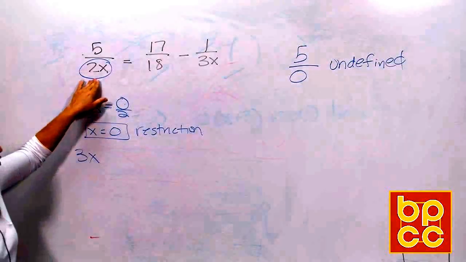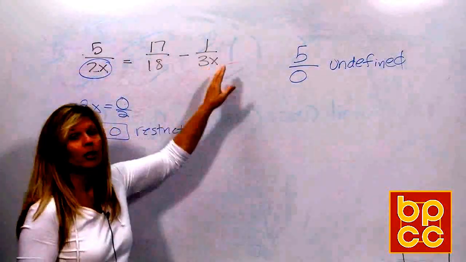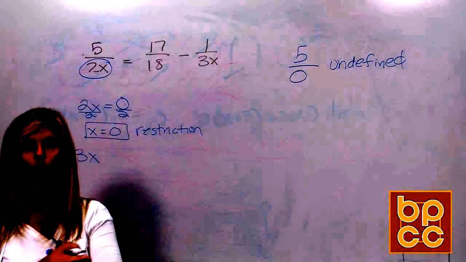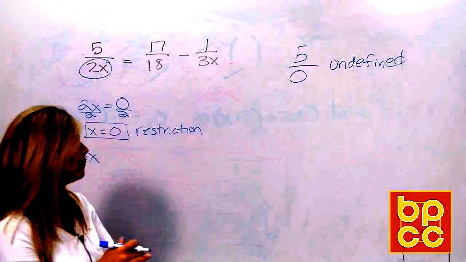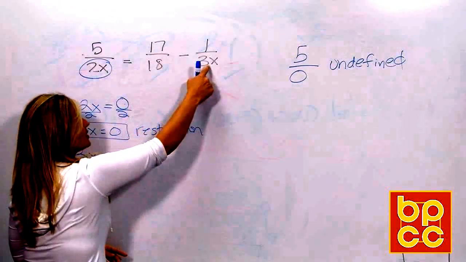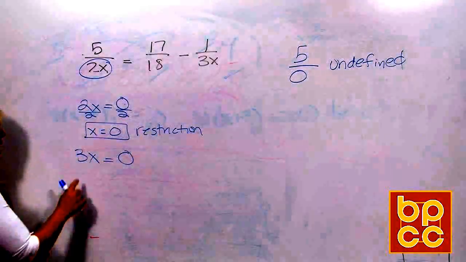Now, not only do you have to get the restriction for this fraction, you have to do it for this one also, because there's a variable in the denominator. So if there's a variable in your denominator, you have to look for a restriction. What can x not be? So again, this is 3x. I'm asking you, what's going to make this denominator become 0?